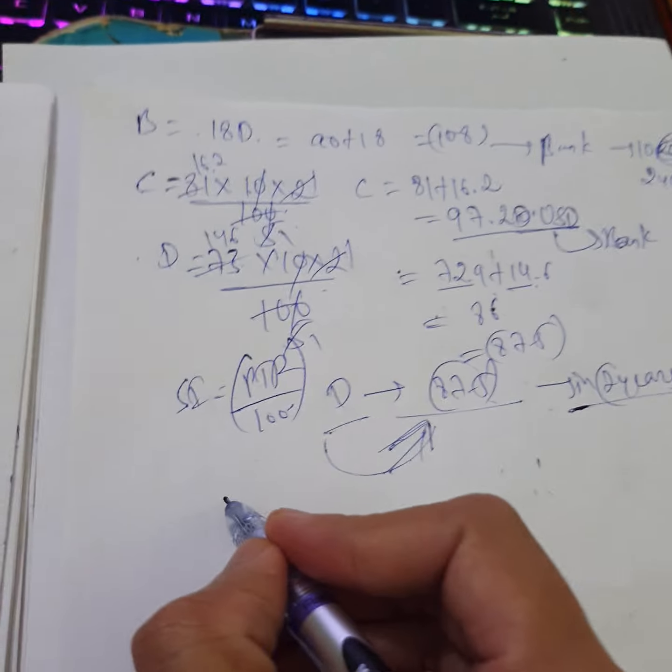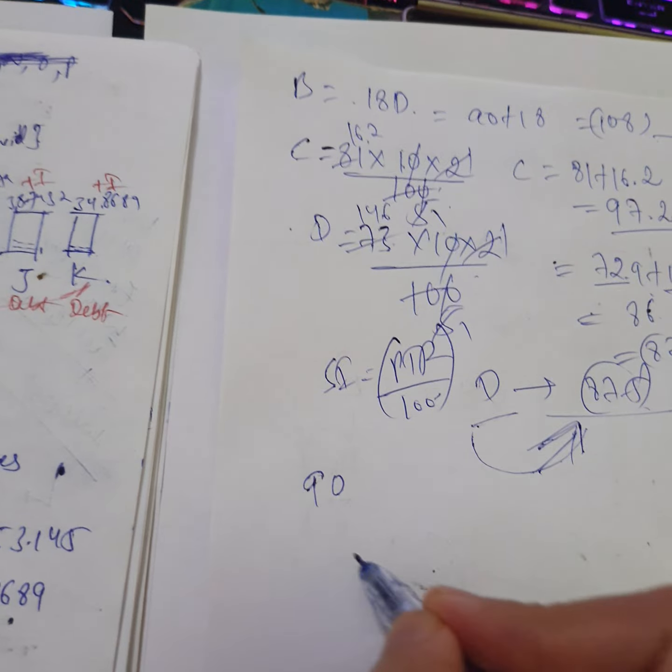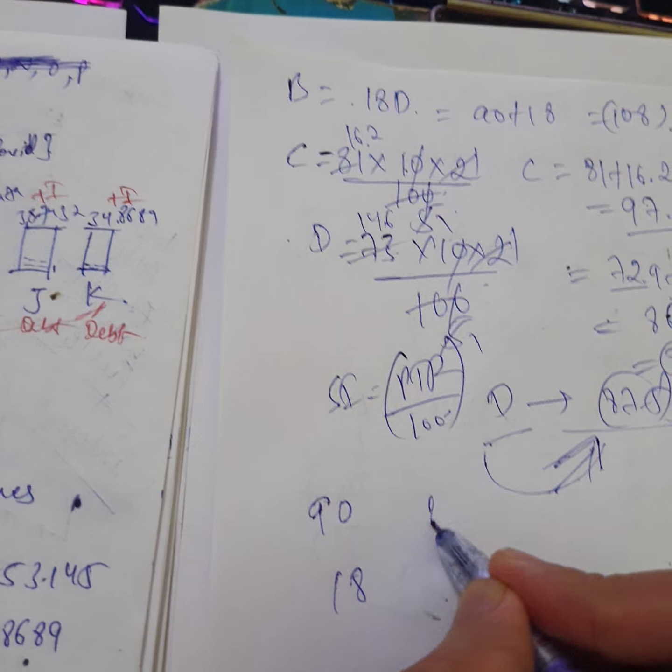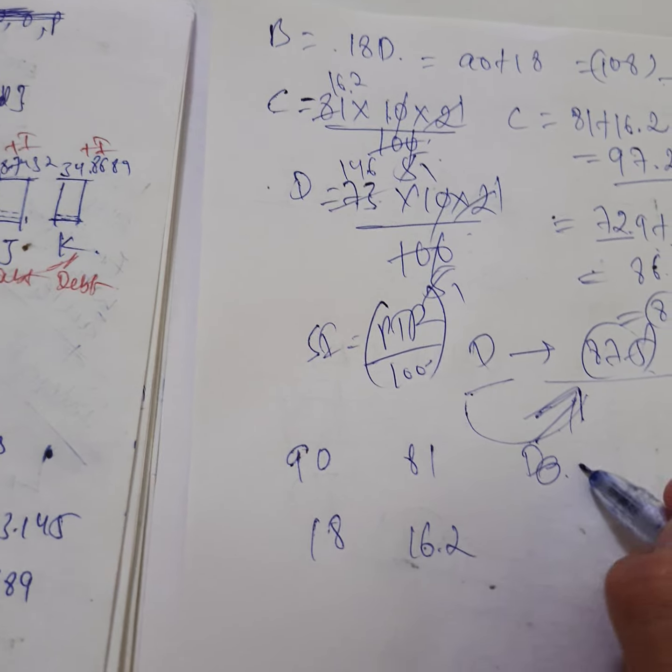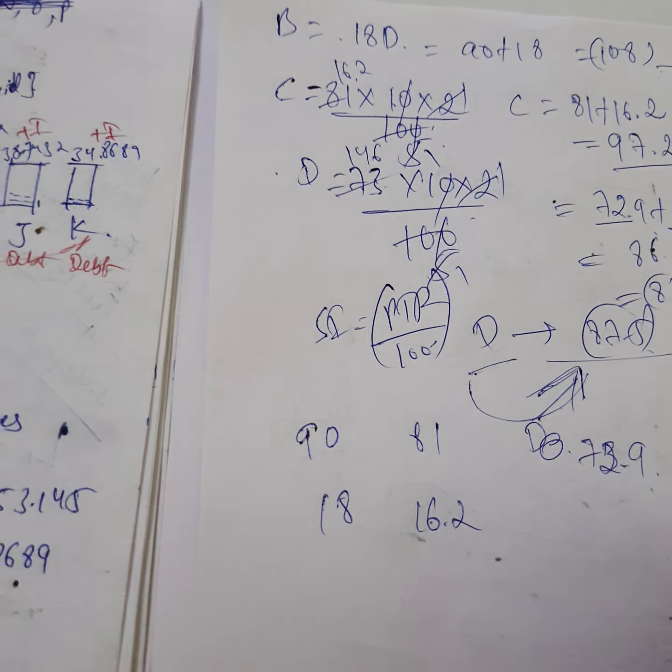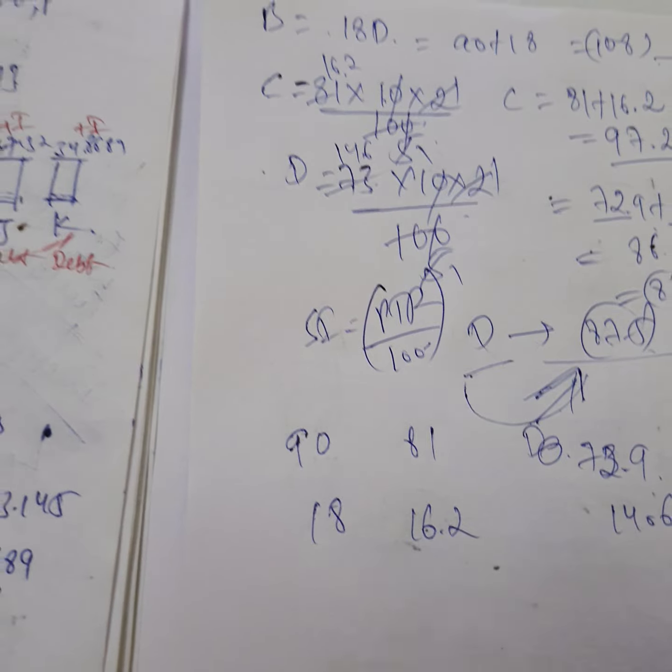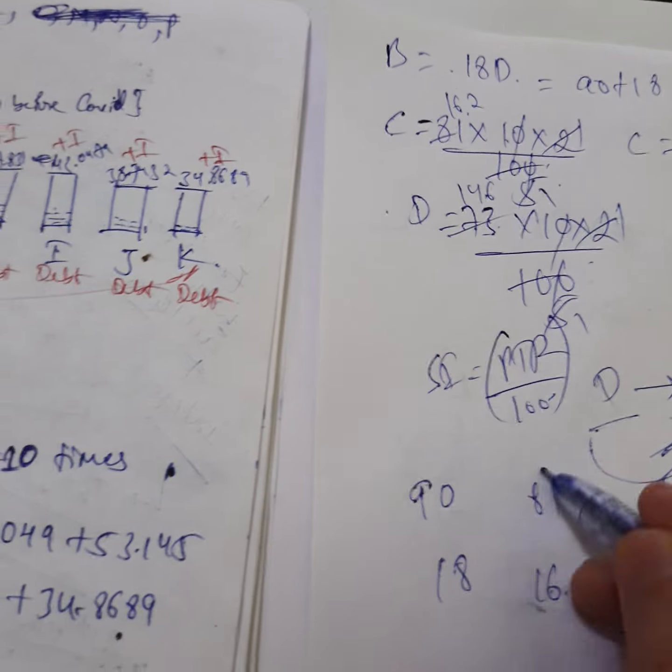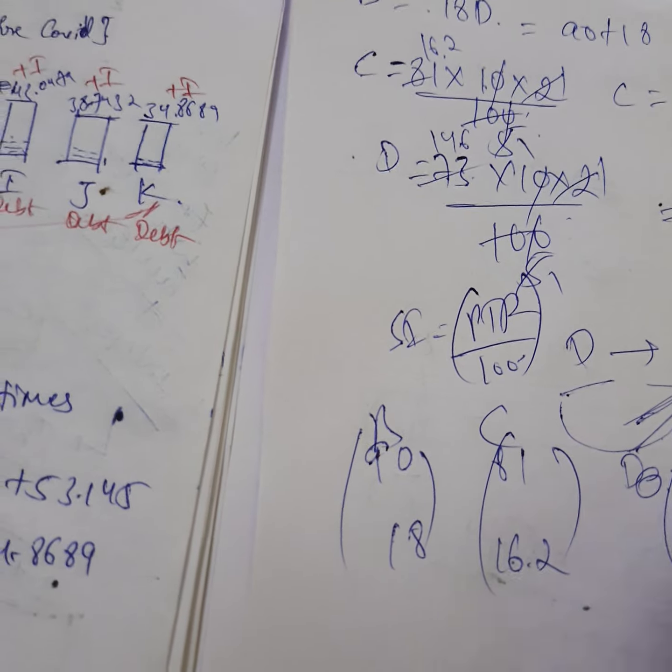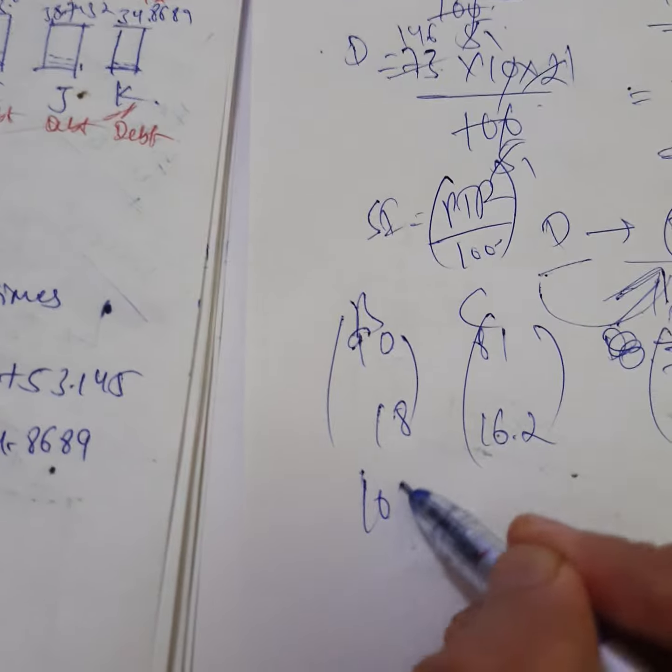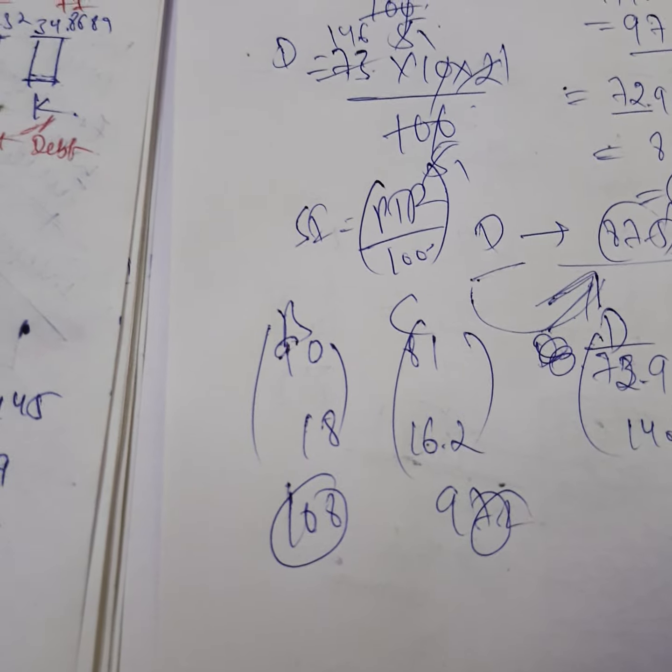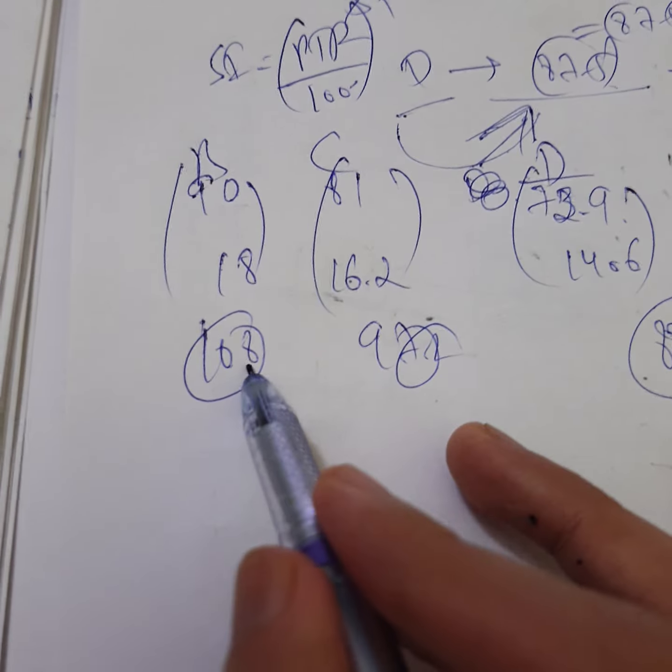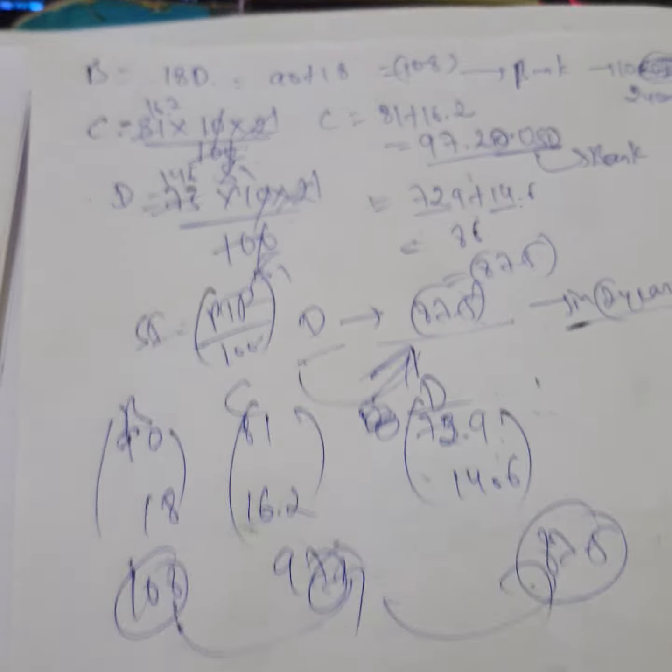Okay, if you look at this, 90 is 18, 81 is 16.2. This D has to pay some 72.9 plus 14.6. All of these, B, C, D, I'm talking about only, 108 they have to pay, 97.2 they have to pay, and 87.5 they have to pay. So 108, 97.2, 87.5, all of this they have to pay to the bank.